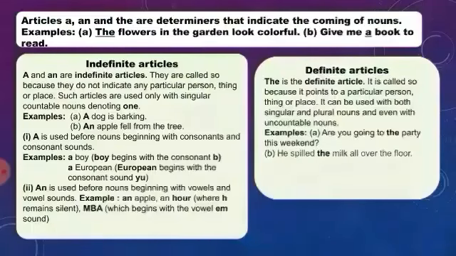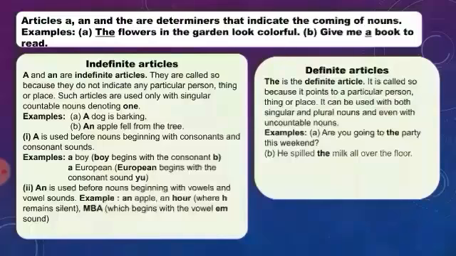Second one, an. An is used before nouns beginning with vowels and vowel sounds. So sound here again is very important. Example, an apple, an hour, where H remains silent. So here H is silent and the pronunciation is our. So that's why we will use an hour. MBA, again it begins with the vowel M sound. So we will use here an MBA.